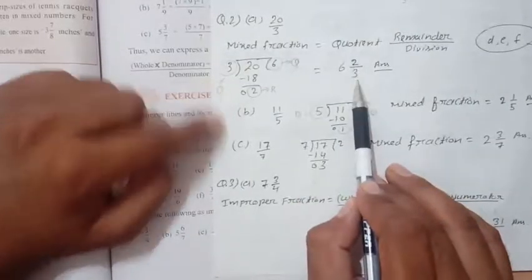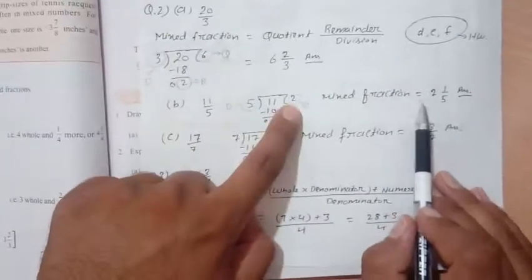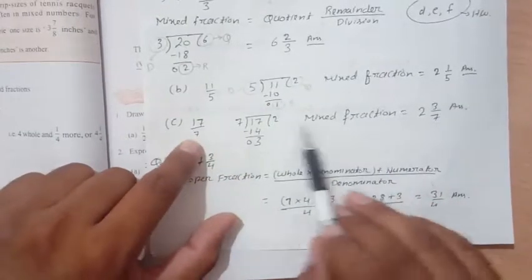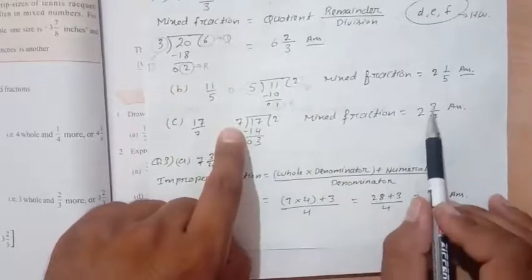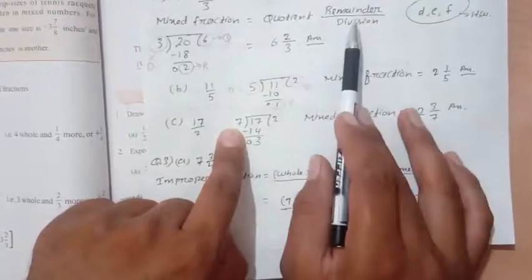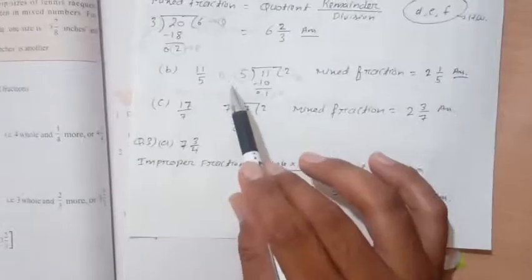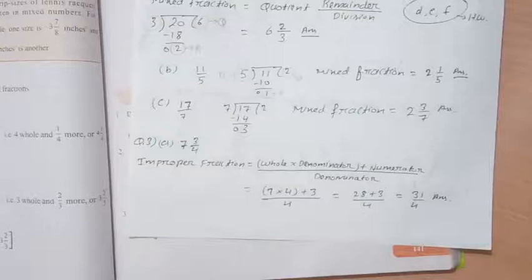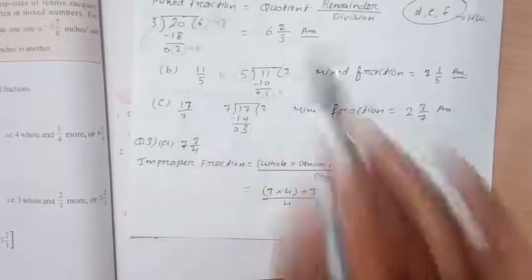This is the answer. 11 by 5, again do this. Write in mixed fraction: 2 is the quotient, 1 is the remainder and 5 is the divisor. 17 by 7: 2 is the quotient, 3 is the remainder, 7 is the divisor. Write in the form of quotient, remainder and divisor. I have written q, r and d here for your convenience, but if you understand, you don't need to write q, r and d in your copy. Just divide in the simple form and write the answer.